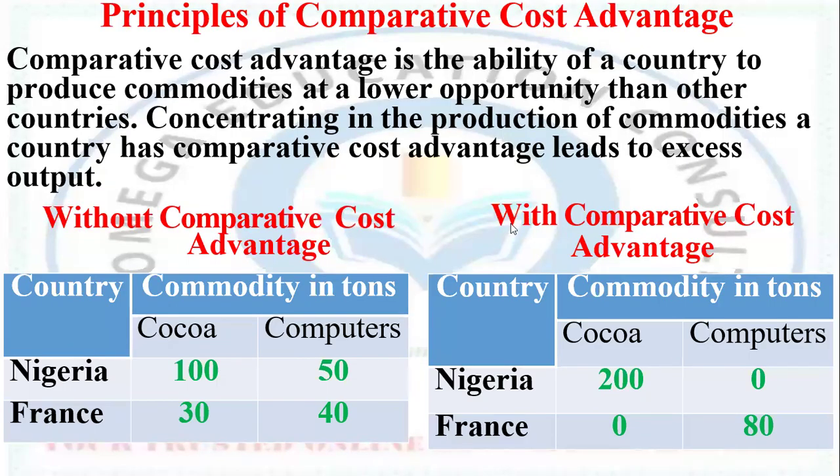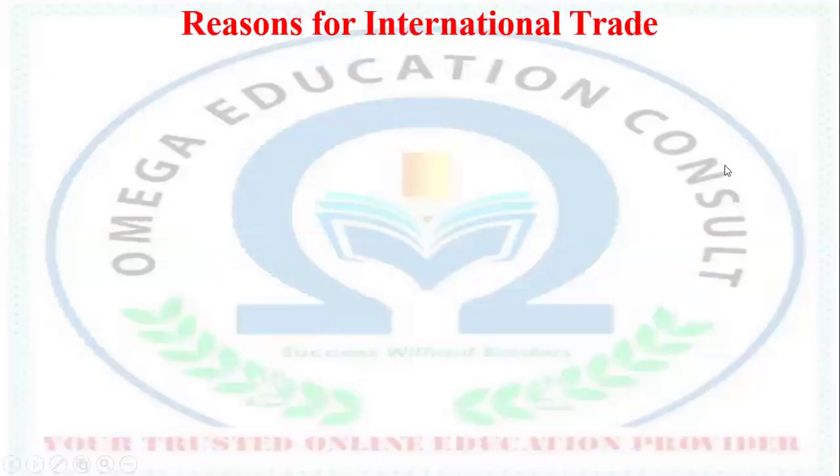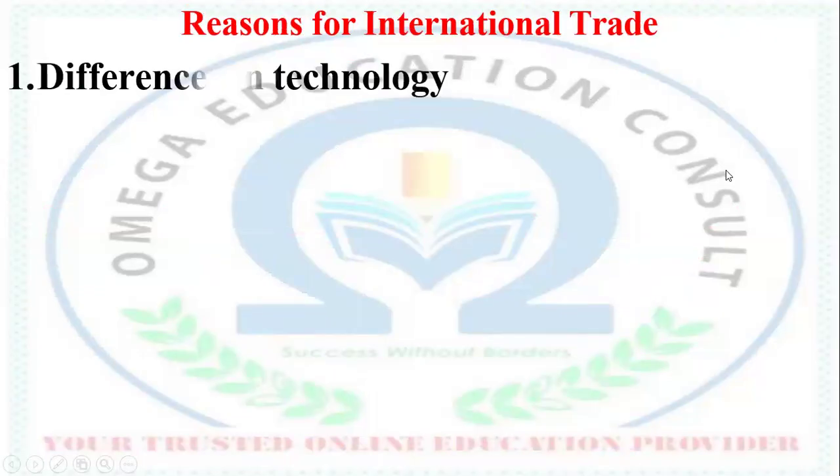Right, so we look at the reasons for international trade. Why do countries get involved in international trade? So one of them is differences in technology. Regarding differences in technology, it simply means that some countries have highly advanced technology, whilst others have very, very low levels of technology. So it makes the production of goods and services different for these countries.